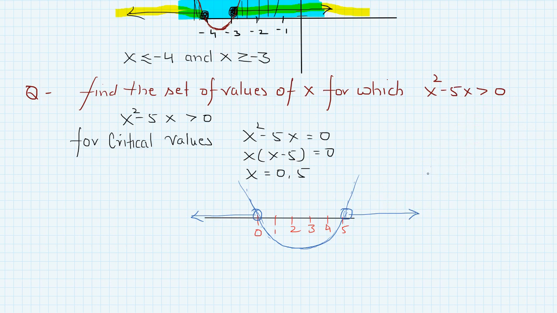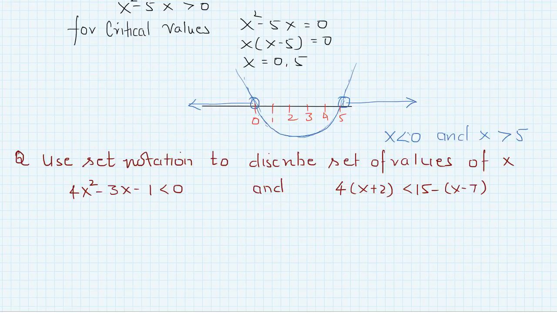So the answer will be, we can write x is less than 0 and x is greater than 5. So we can write this solution.